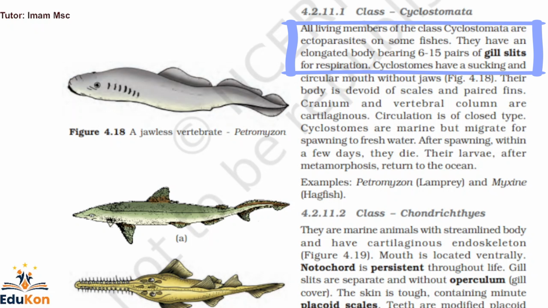In this, the most important point to discuss is that they have 6 to 15 pairs of gill slits. All the living members of the class Cyclostomata are ectoparasites on some fishes. The cranium and vertebral column are cartilaginous, and their circulation is of a closed type.